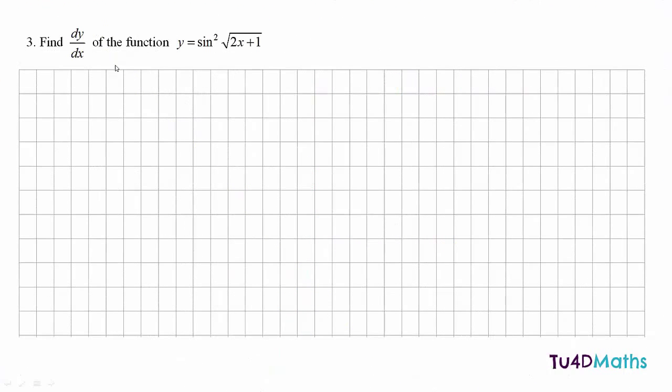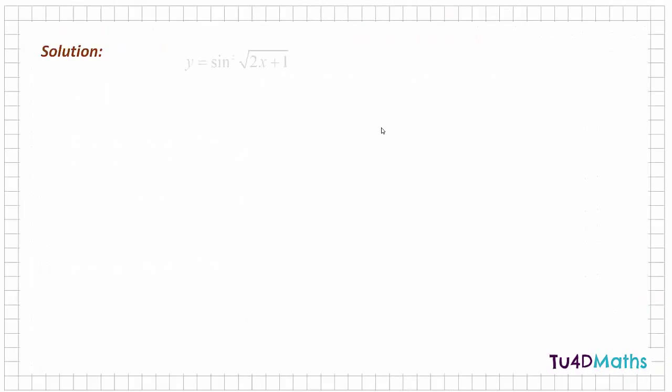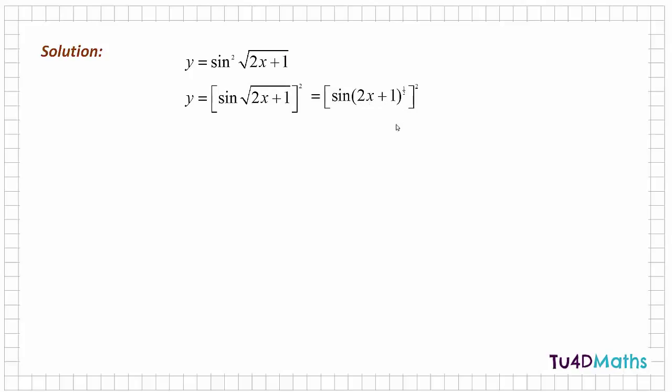Here we are asked to find dy/dx of the function y is equal to sine squared of root 2x plus 1. Now we can rewrite sine squared of root 2x plus 1 as sine of root 2x plus 1 all to be squared, and root 2x plus 1 can also be written as (2x plus 1) to the power of a half. Now, to differentiate this expression, we use the chain rule.